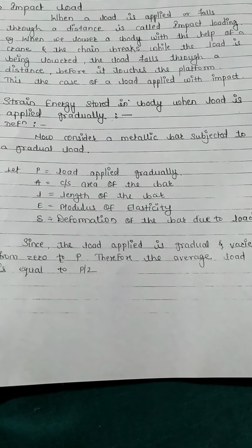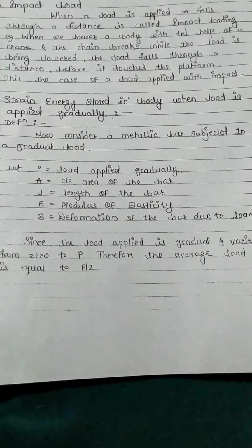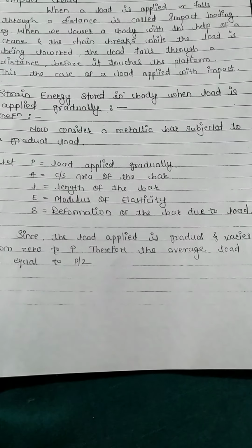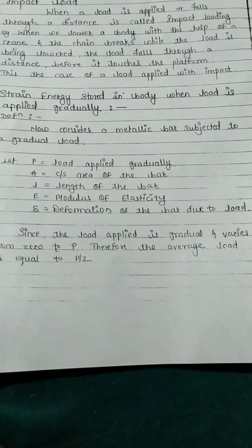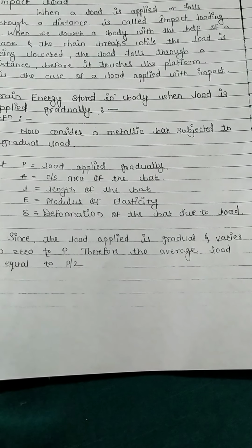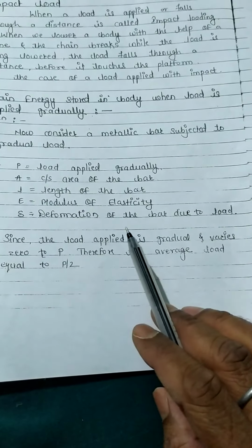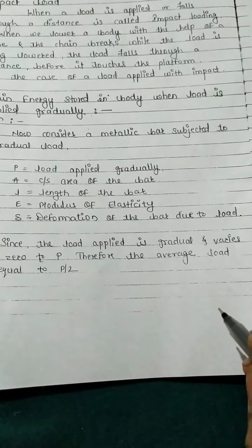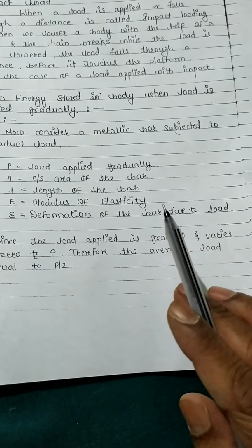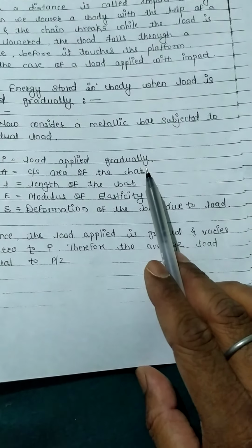In that there is one topic, strain energy. So strain energy stored in a body when load is applied gradually. For that we consider a metallic bar that is subjected to a gradual load. Let P be the load applied gradually.